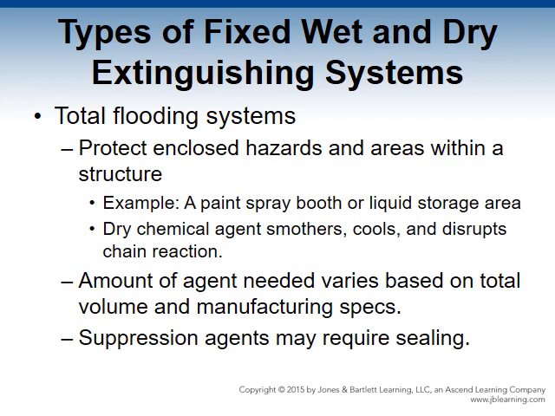Total flooding systems. These systems protect enclosed hazards and areas within a structure. Examples where they would be used are protection of paint spray booths and flammable and combustible liquid storage areas. A dry chemical agent fills the entire area to smother, cool, and disrupt the fire chain reaction.